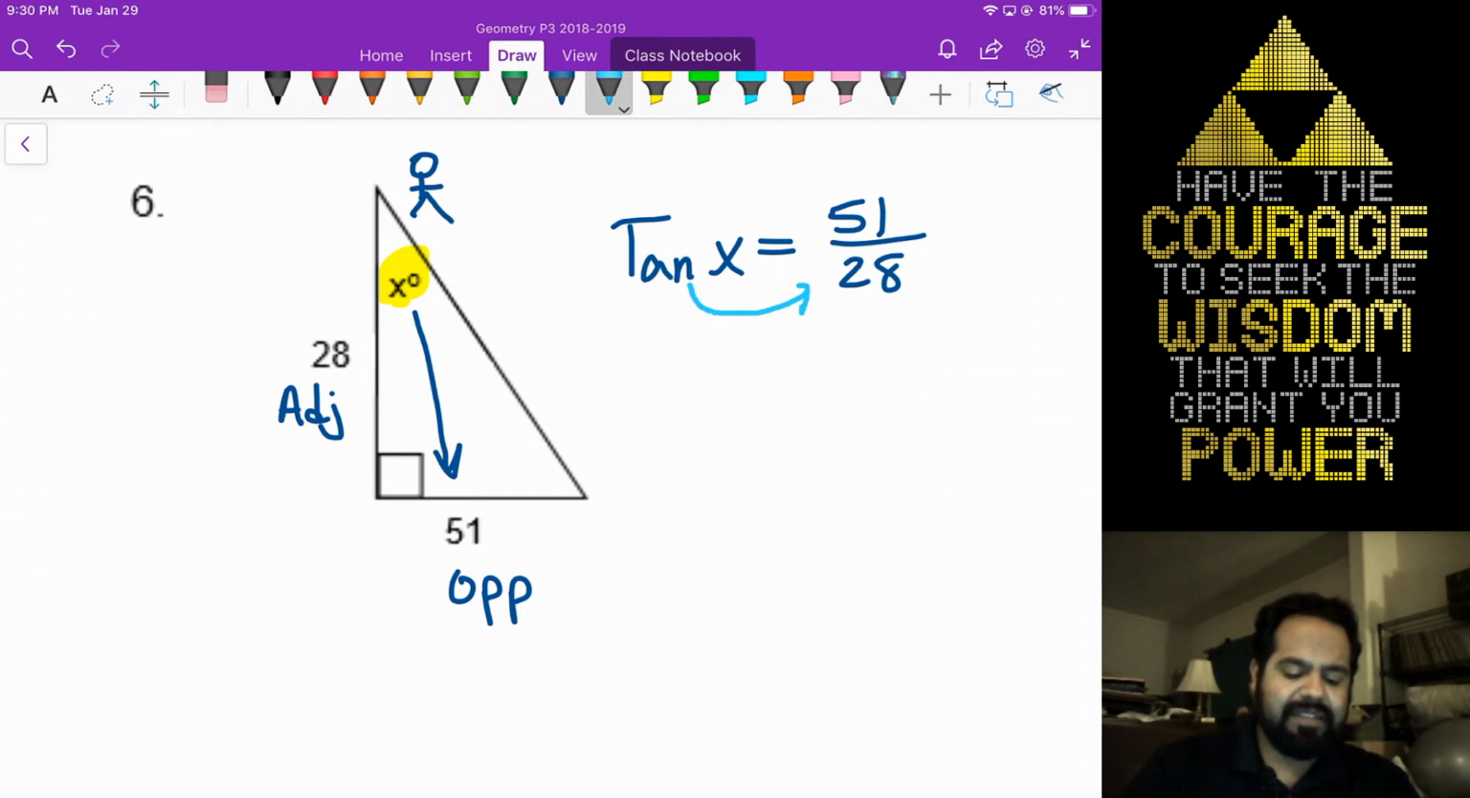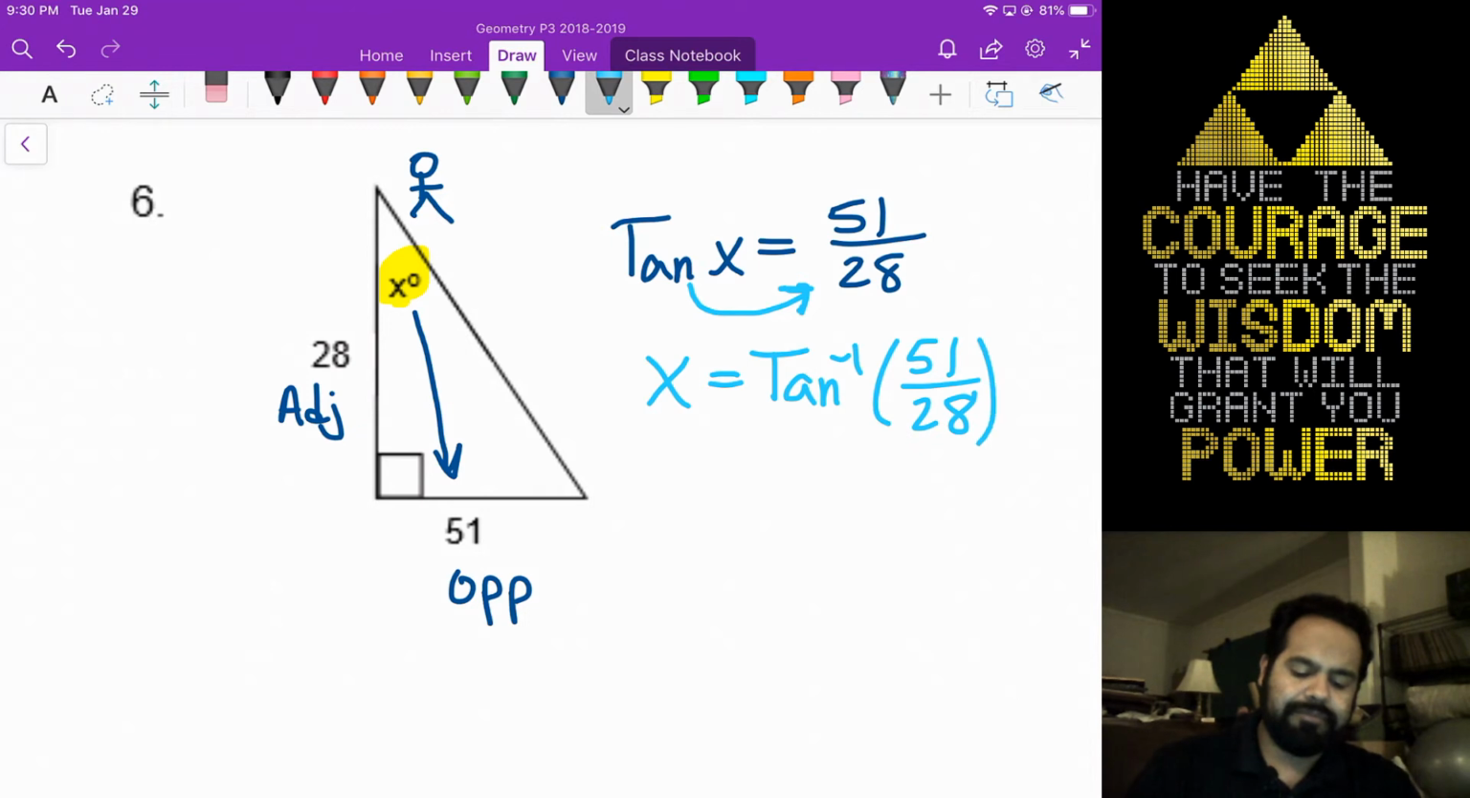So this is literally screaming, get tangent away. We need to get the x by itself. That's going to be your inverse tangent. That's going to be your tangent with that -1 power. It's not a power, it's a function. Okay? Inverse tangent of 51 over 28. So we type that into our calculator.